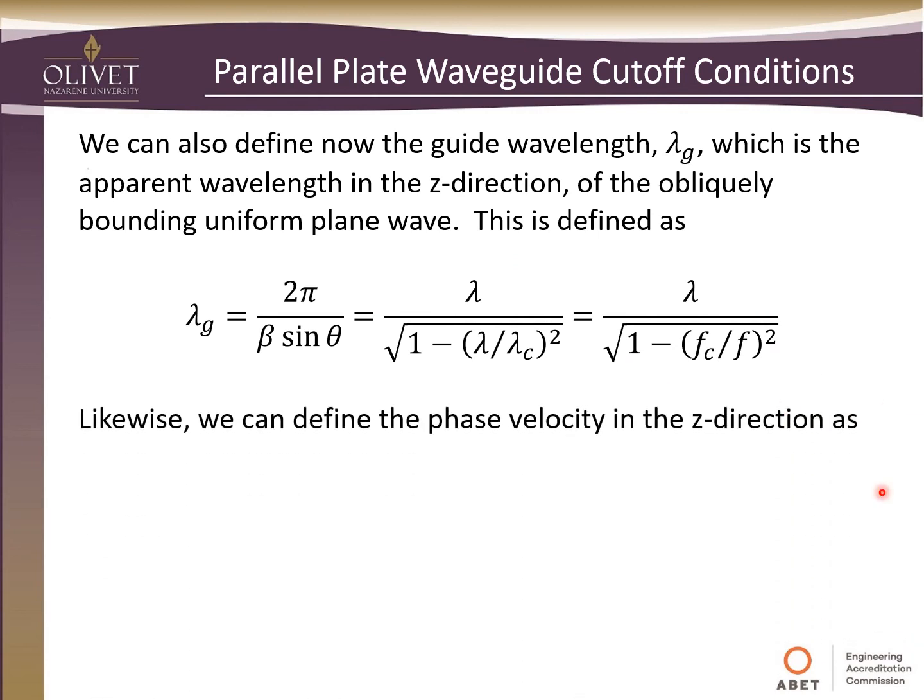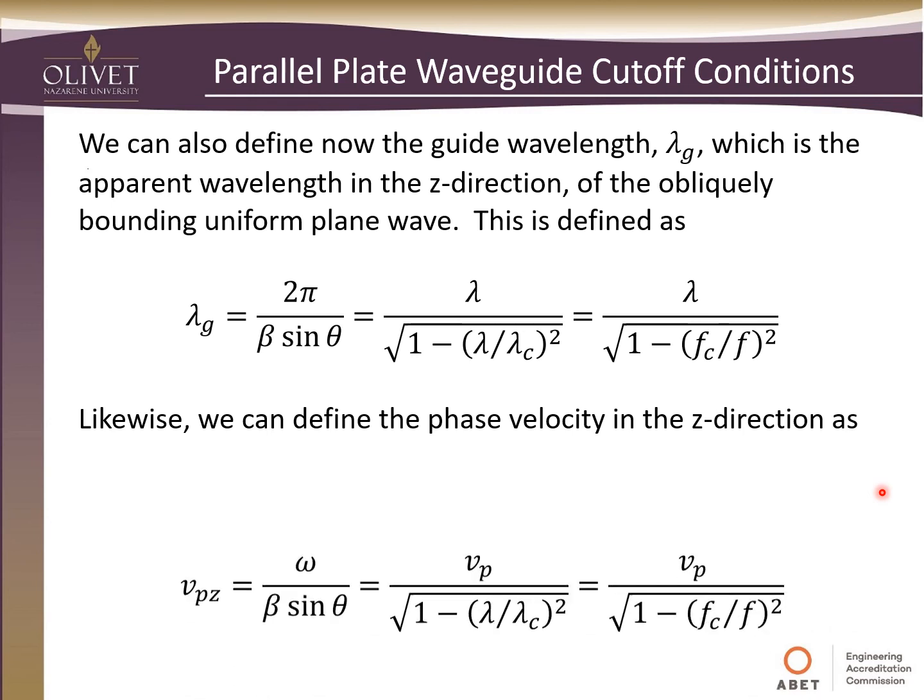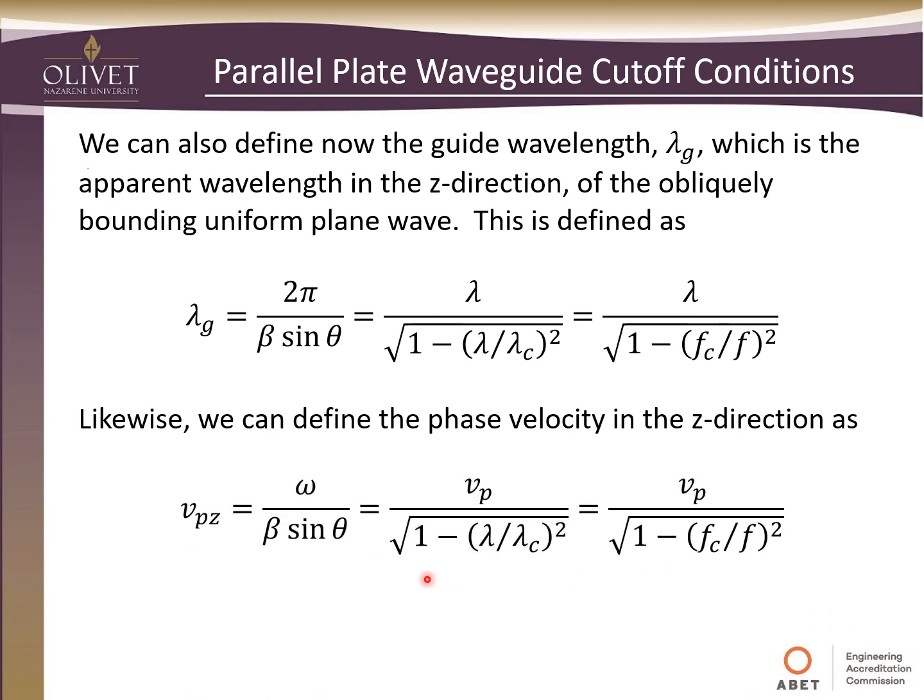So likewise, we can define phase velocity in the z direction as well. So the apparent phase velocity in the z direction, where this is the phase velocity of our two waves that we're superpositioning together to get the resultant one.